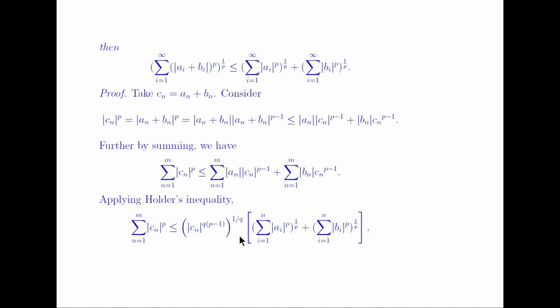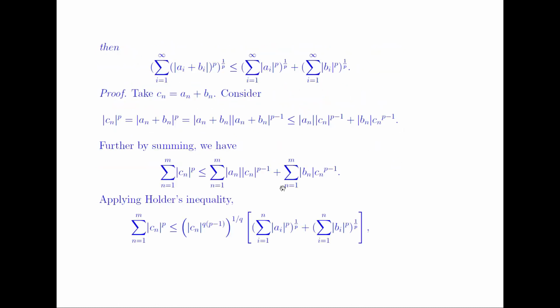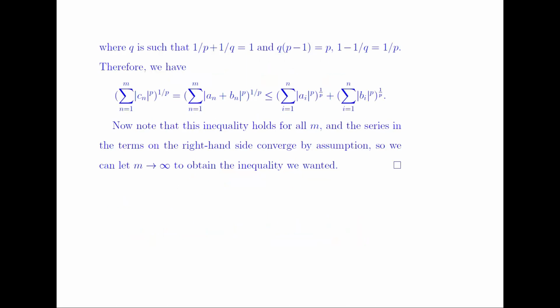In the next step, we just divide on both sides. So we get the summation of |c_n|^p whole raised to power 1/p, which is less than or equal to the right hand side, the summation of |a_i|^p whole raised to power 1/p plus the summation of |b_i|^p whole raised to power 1/p. Now taking the limit to infinity, we get the required result.